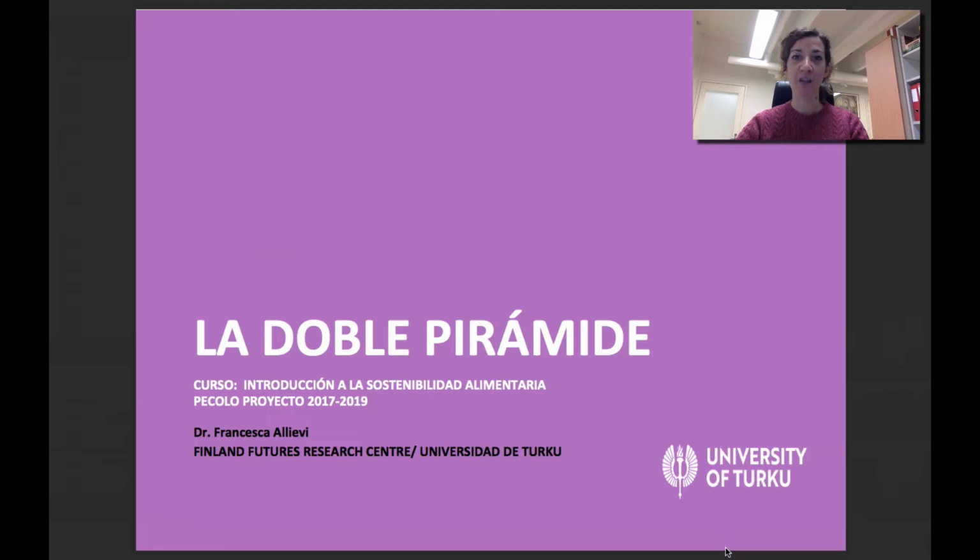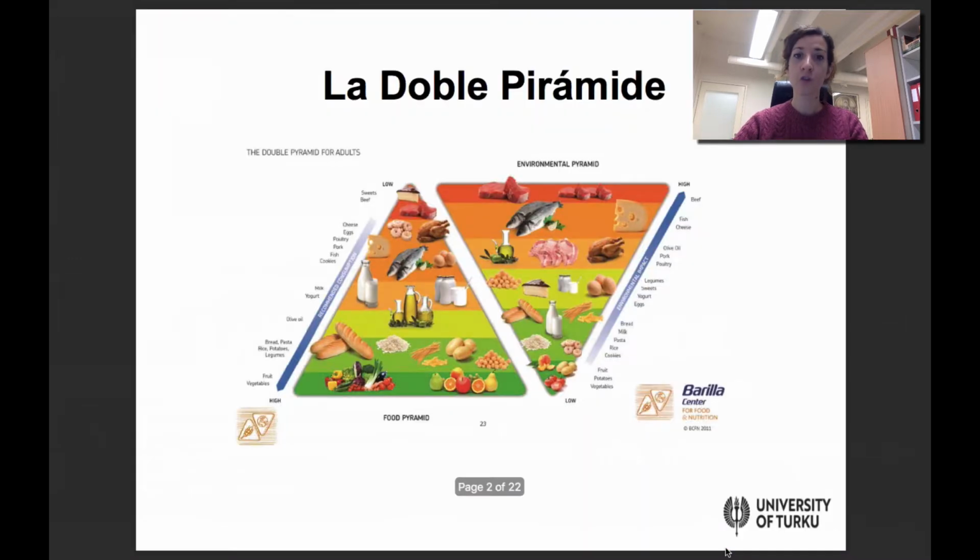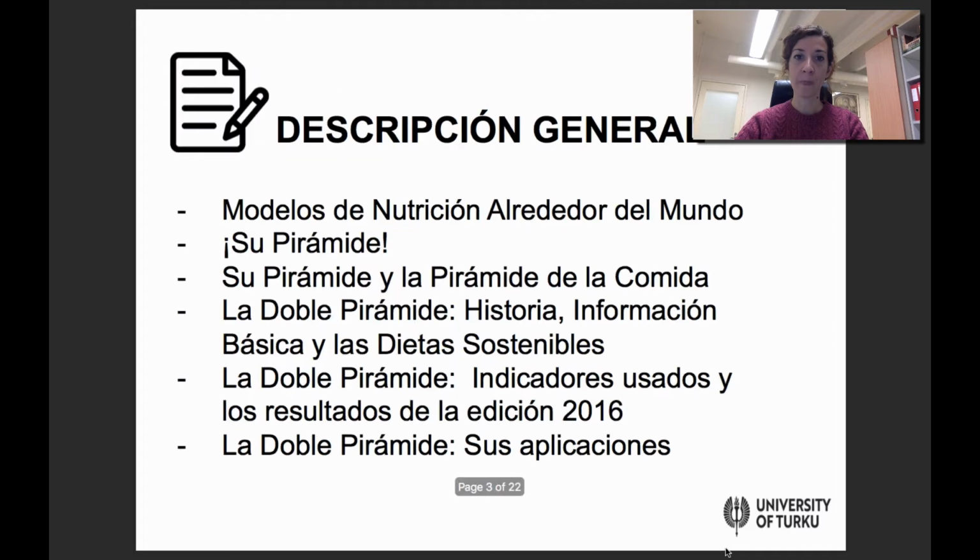Today, I would like to talk with you about the double pyramid. This may be a new concept for some of you, but we will take it step by step so that it can be clear for everyone. For those of you who have never seen it before, this is what the double pyramid looks like. The idea is to compare the food pyramid, which is the one that you have on the left, with the environmental pyramid. We'll go back to this.